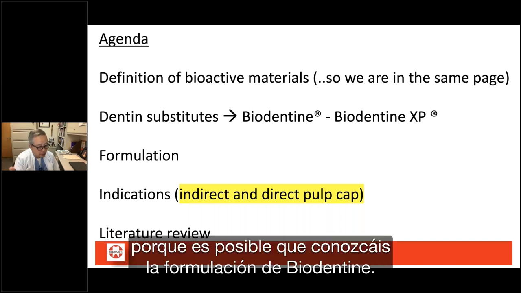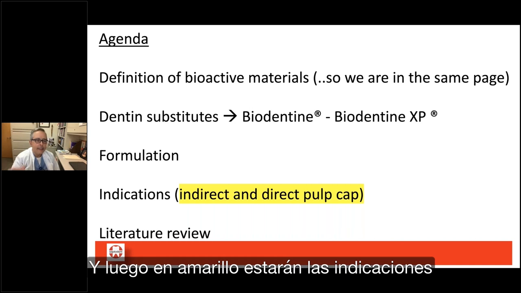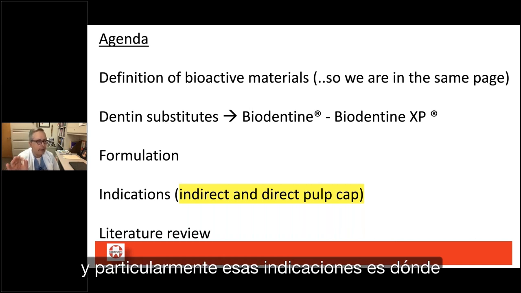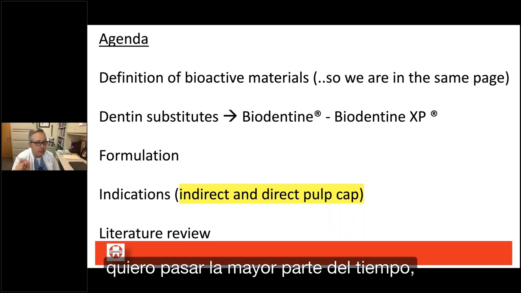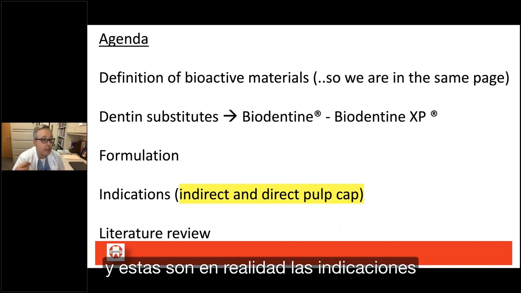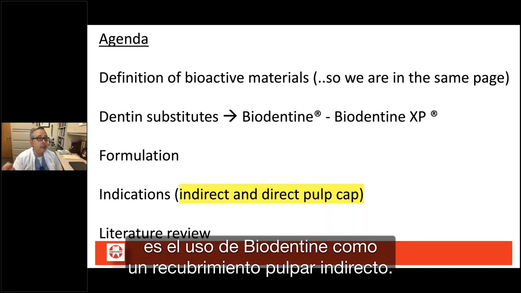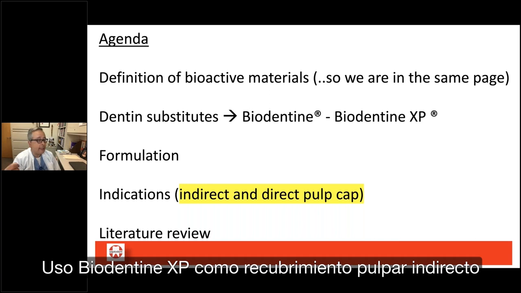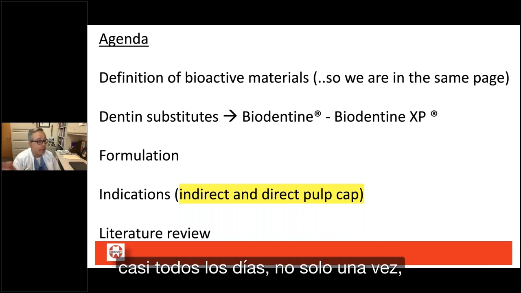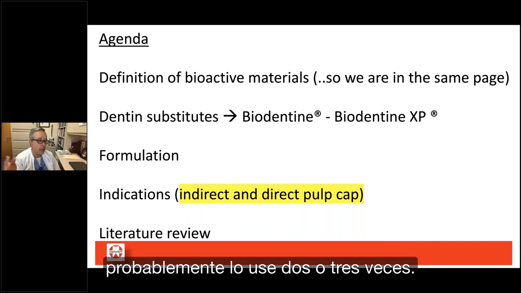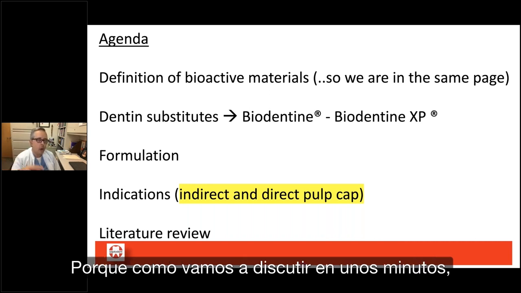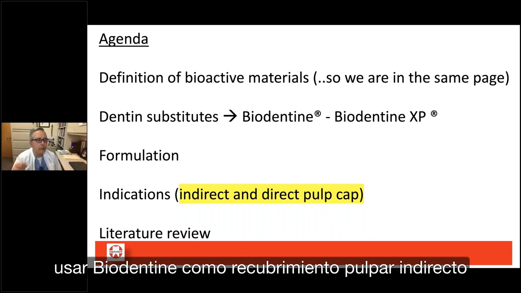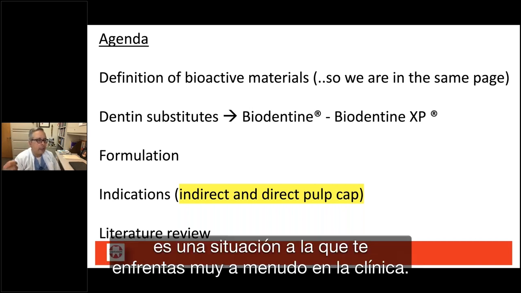I will refresh that, because you may know the formulation of Biodentine, and then, highlighted in yellow, the indications. Particularly, one indication is the one that I want to spend the majority of the time on, which is actually the indication that I mostly use in my office: the use of Biodentine as an indirect pulp cap. I use Biodentine XP as an indirect pulp cap pretty much daily, not just one time. I probably use it 2 or 3 times, because as we are going to discuss in a few minutes, using Biodentine as an indirect pulp cap is a situation that you face very often in the office.